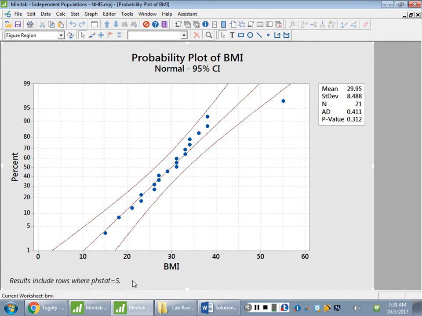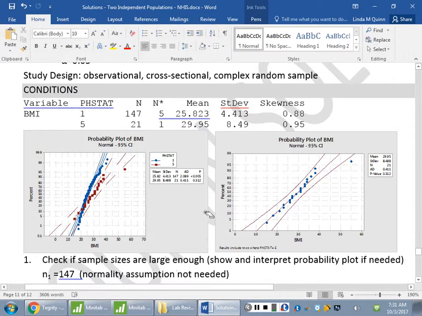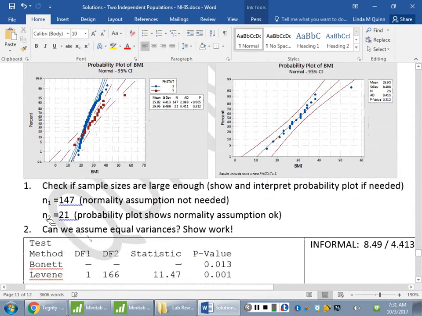Okay. So either way will work. Just make sure you're only interpreting the ones you need to interpret. Okay. So let's come back here. So that's why I said N2 equal 21. The probability plot shows normality assumption okay. That's that idea that I want you to comment. You don't just get to stuff it up there. You got to give me a comment about it.